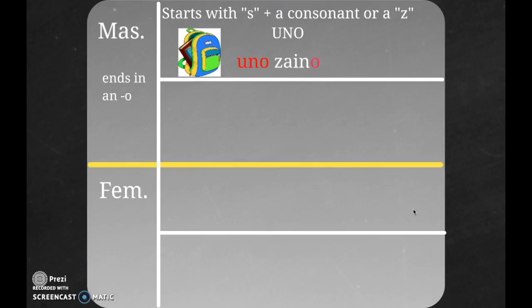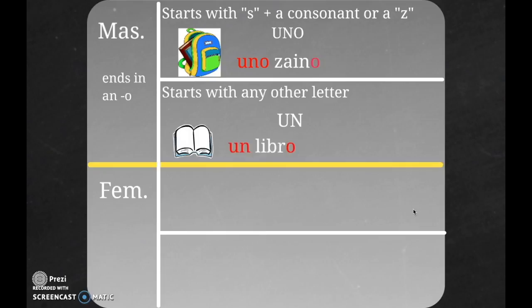When a masculine word ends in O and starts with anything but S plus a consonant or Z, so any other letter, then we use un. For example, a book, un libro.